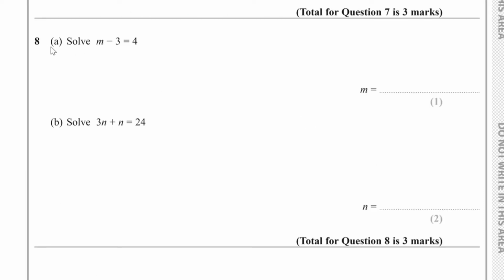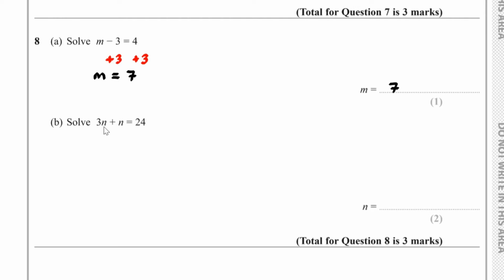Question number 8, for part A, we have to solve m subtract 3 equals 4. Well, if we add 3 to both sides, then we end up with m equals 4 plus 3, which is 7. m is equal to 7.